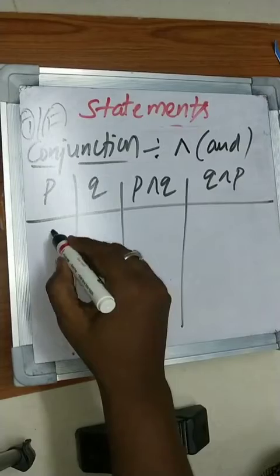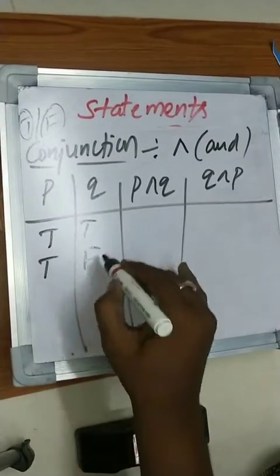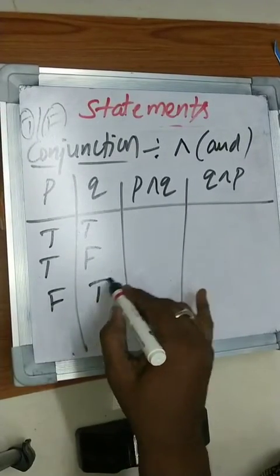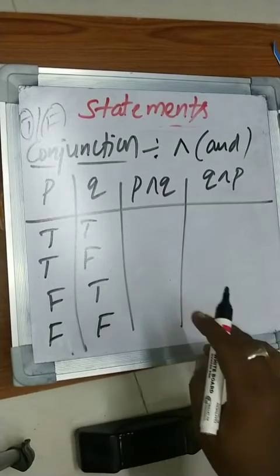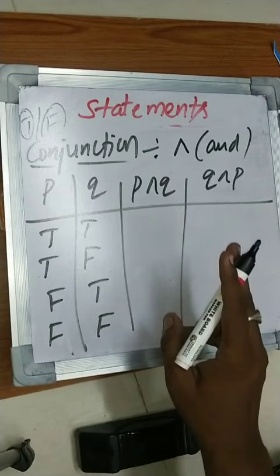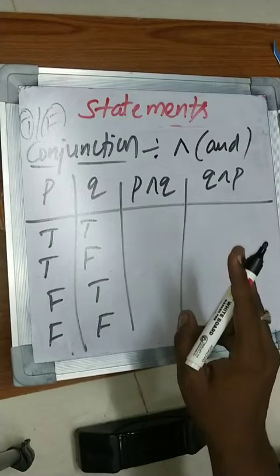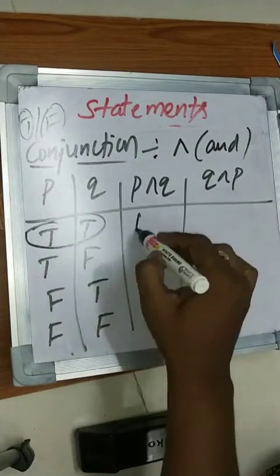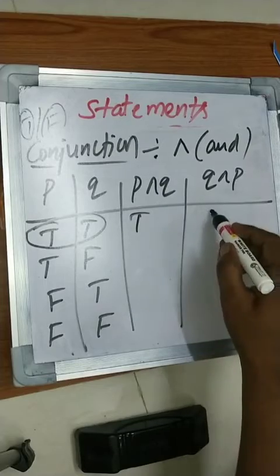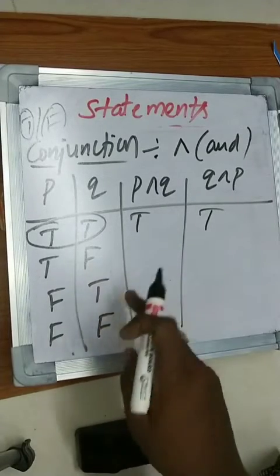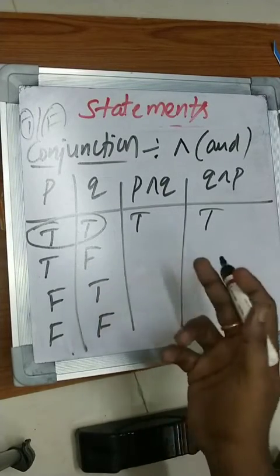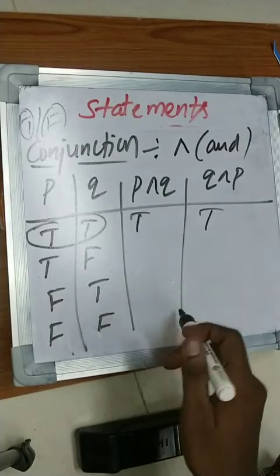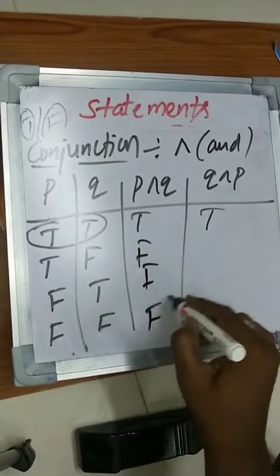As I said to you, TT, TF, FT, FF. So let me repeat again. The conjunction of two statements will be true only when both the statements are true. So this is the only case where you will get true. In the remaining cases you will get false, because both the statements are not true. So the remaining cases will be false.